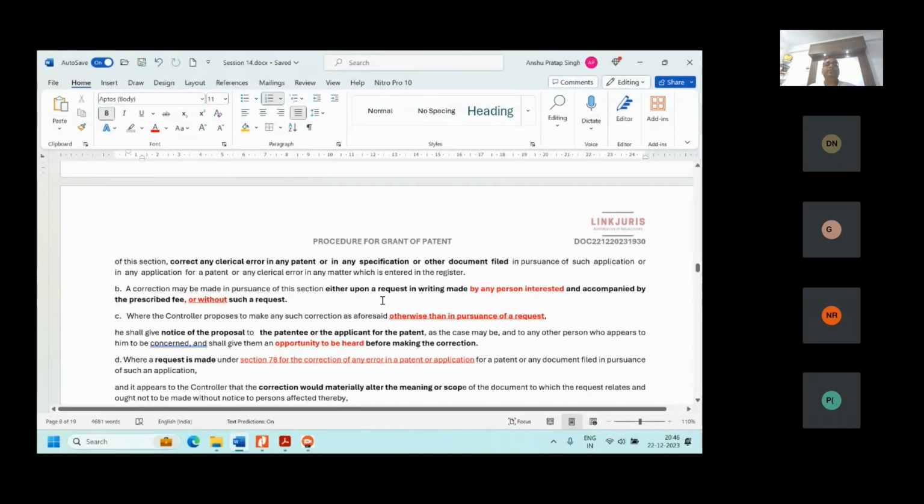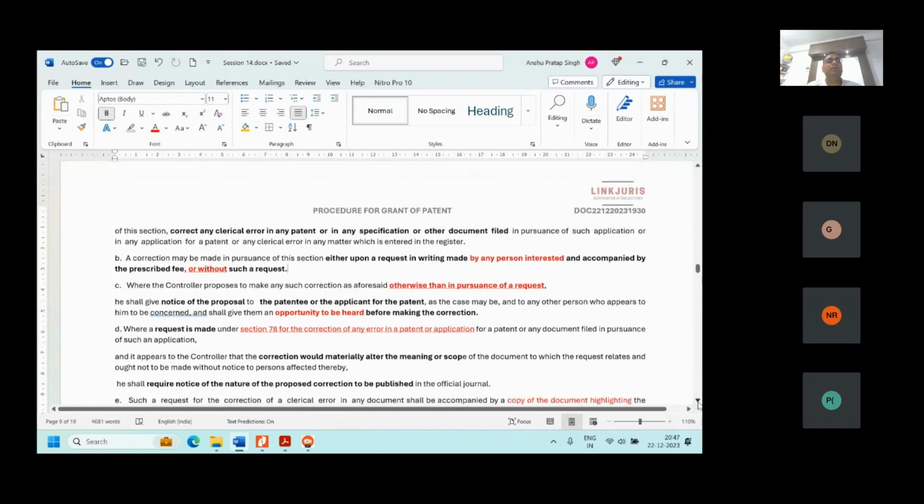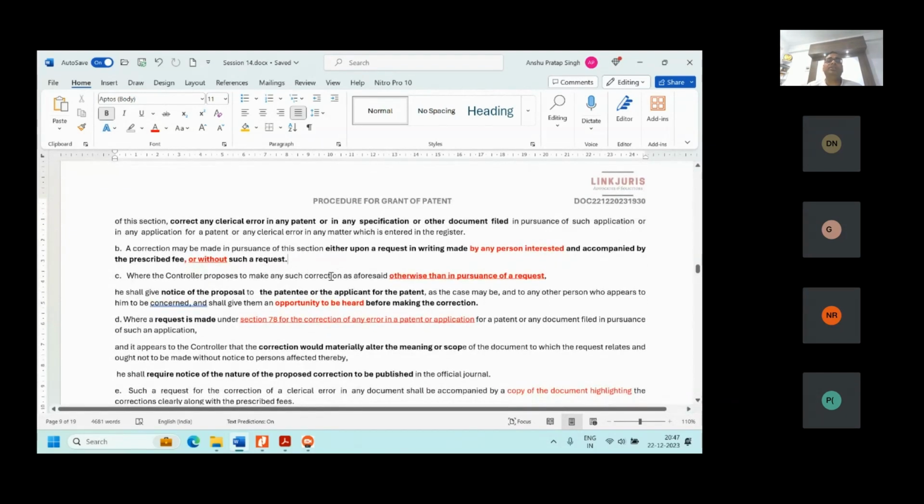Now, for this, you have to request the Controller in writing. Who will request? A person interested, who is suffering because of the clerical error, along with the prescribed fee or without it. This is how such a request can be made. Now comes the case where the Controller proposes to make any correction otherwise than in pursuance of a request.